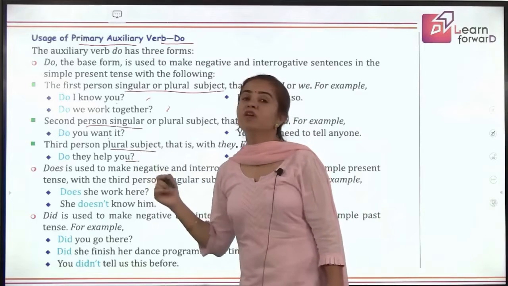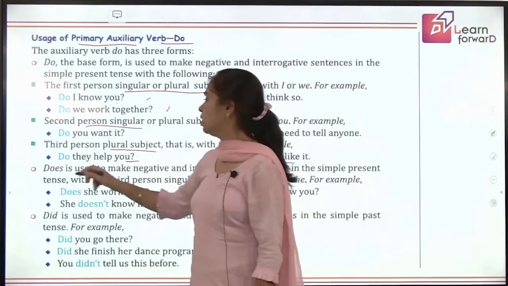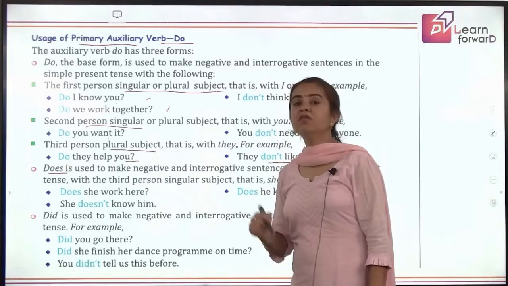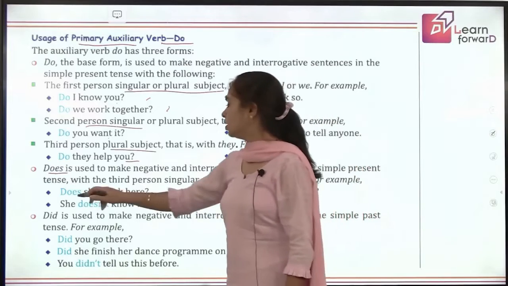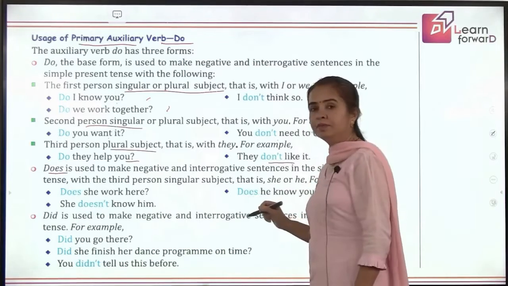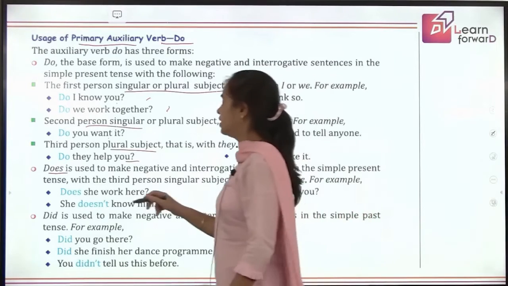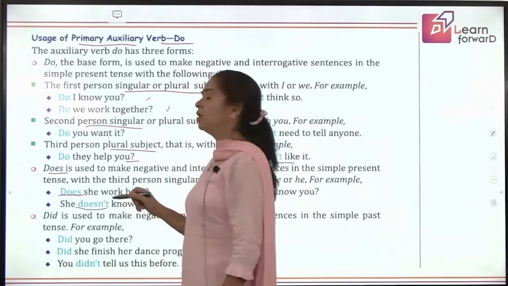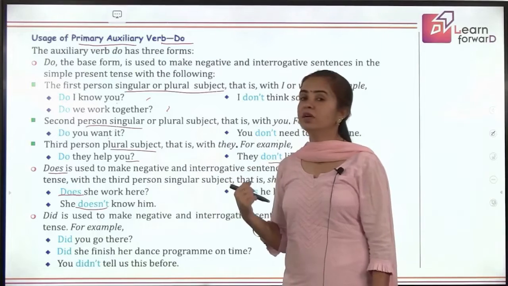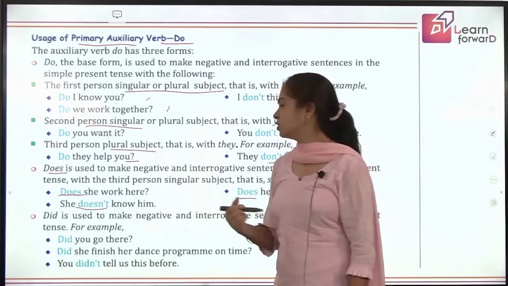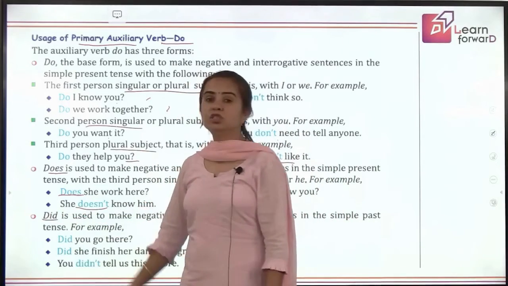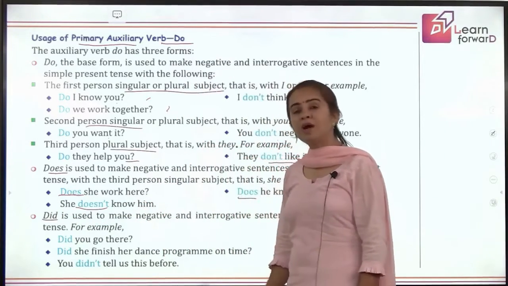Now does is used when we talk about the singular subject only. So does is used to make the sentences negative and interrogative when the subject is singular. Does she work here? She doesn't know him. Does he know you? So this is how the verb does is helping us in completing the structure of negative and interrogative sentences with singular subjects. Now the past tense of this, did, is used when we talk about simple past tense, the same way.